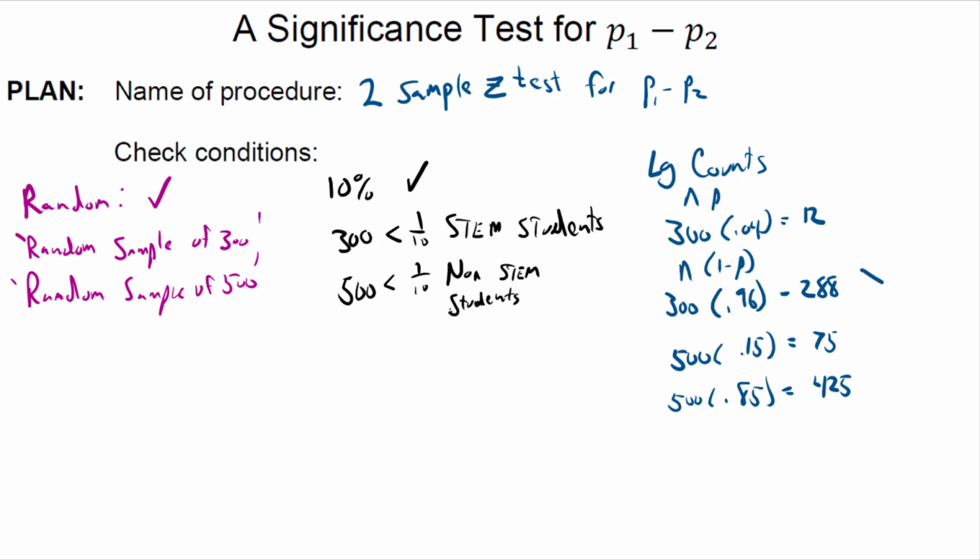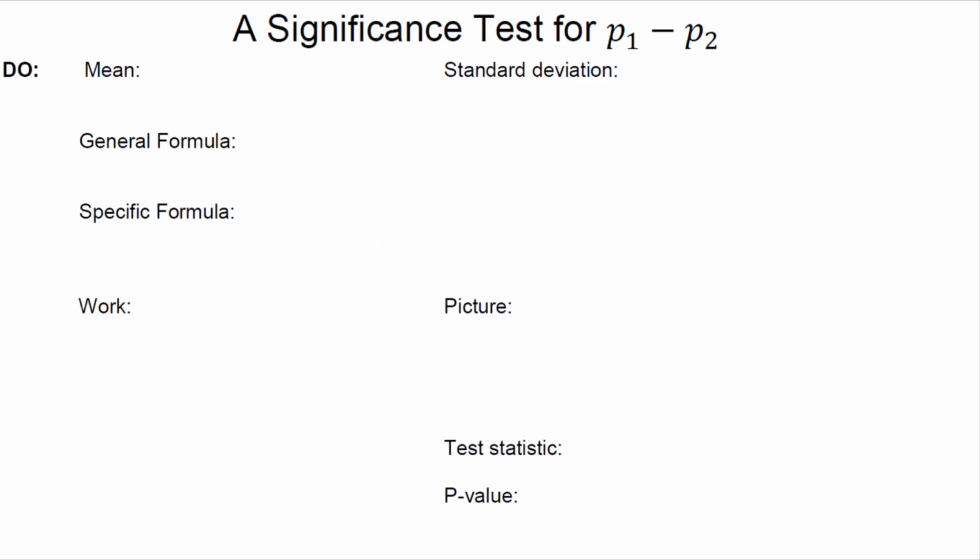Then you can simply write that this is all greater than or equal to 10. So it all checks off. We're all good, so all our conditions are met. So now let's look at talking about the do part. Let's get this taken care of here.